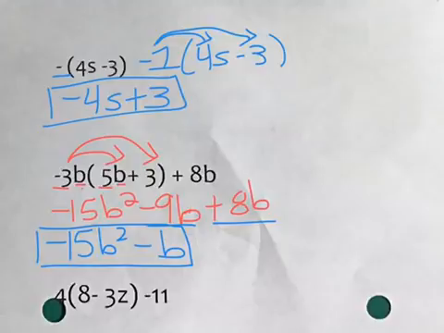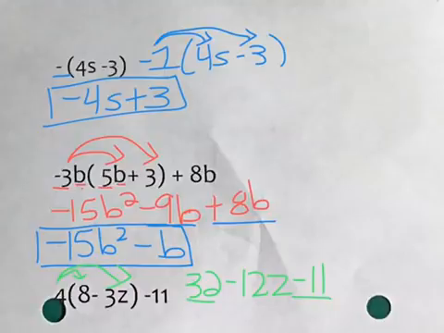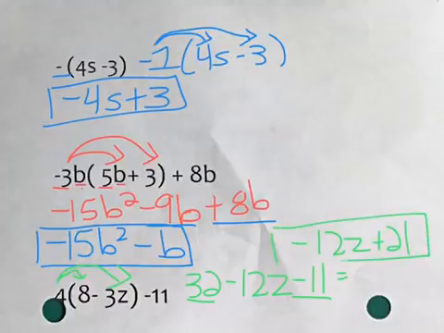So we're now going to solve the last one. We're going to take the 4 and multiply it by 8 and get 32. Then we're going to take 4 and multiply it by -3z and get -12z. -11 is a constant by itself. The two terms that can be combined are 32 and -11, so that will give you -12z plus 21, and that is the simplified expression.